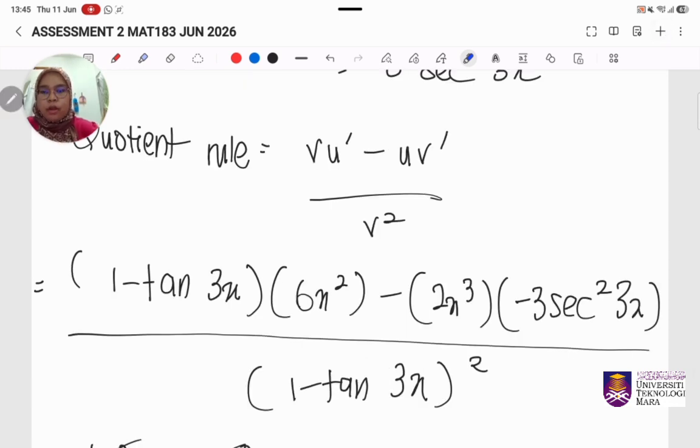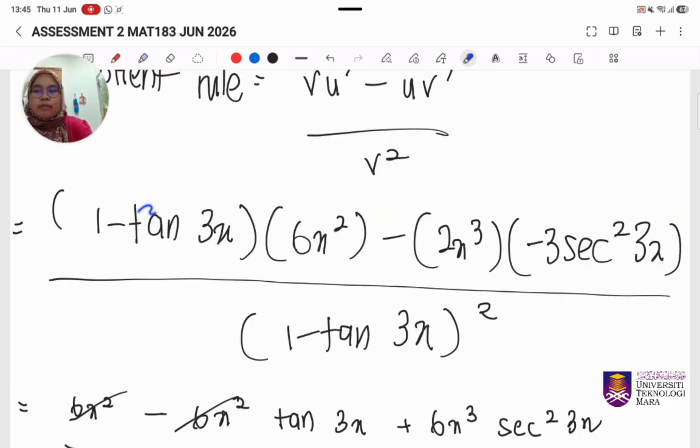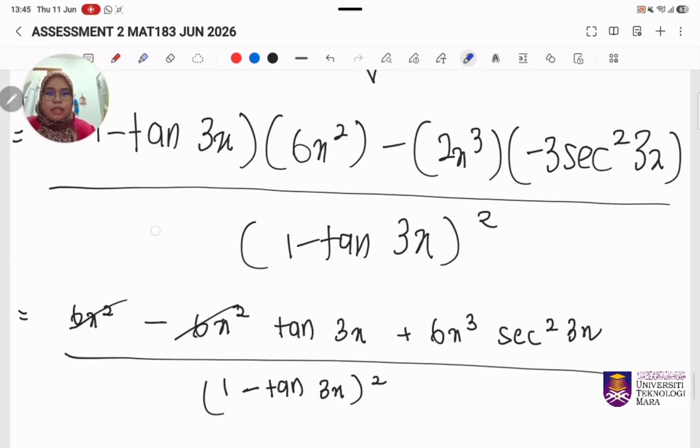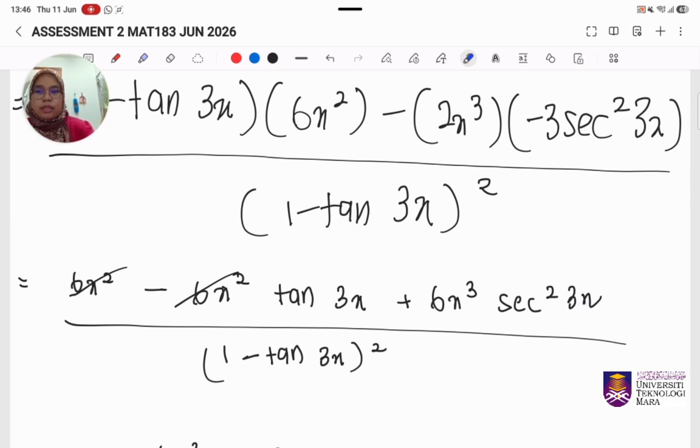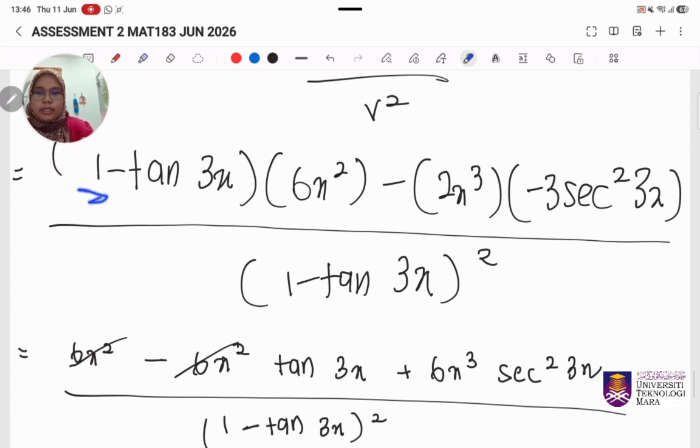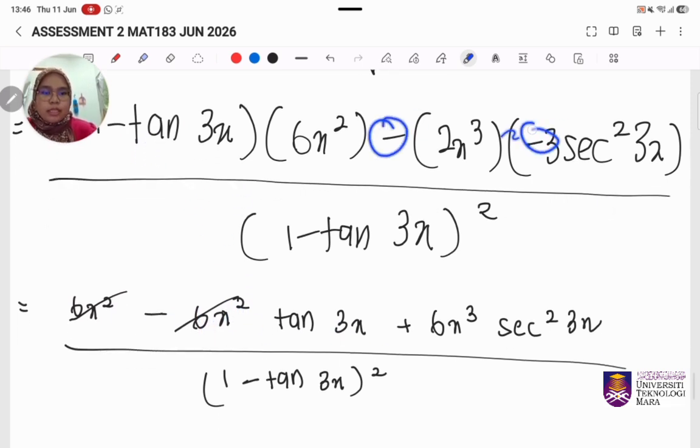So this is the quotient rule. The quotient rule is vu prime minus uv prime over v squared. This is 1 minus tangent 3x, and from the substitution, you simplify and calculate the answers. This 6x² from this one, and 6x² minus 6x tan 3x, and this, so that's why it's plus, and this 3 times 2, get this one, and don't forget this one and this one, and this is just copy.